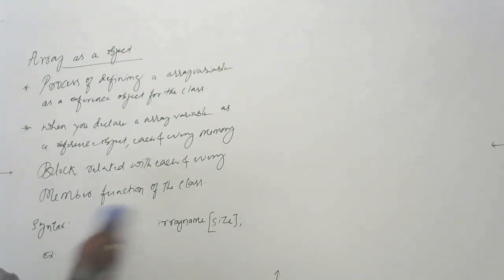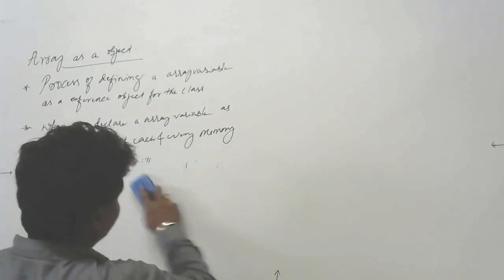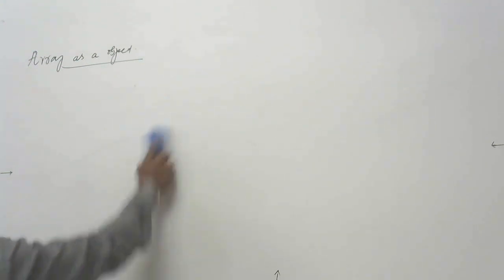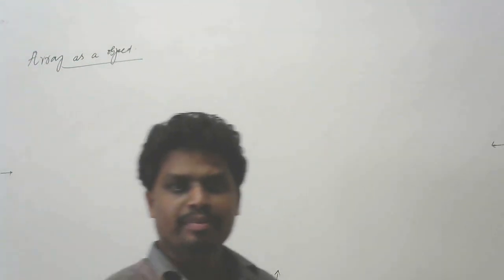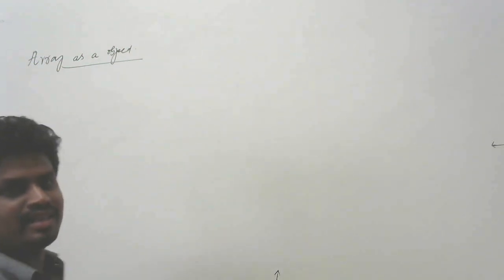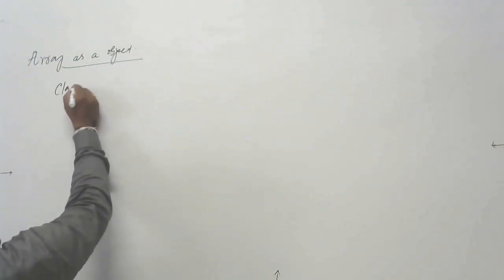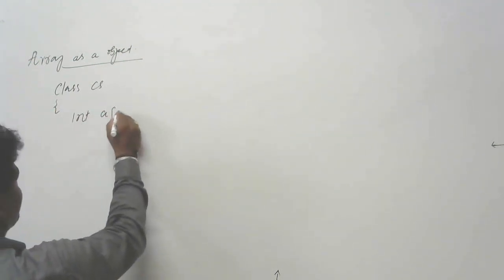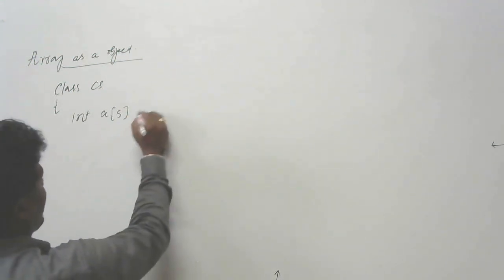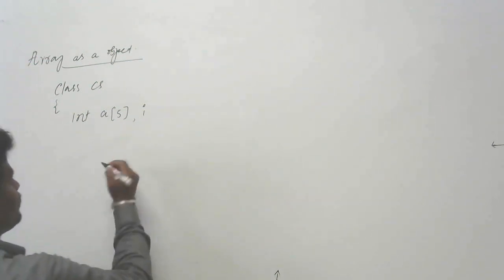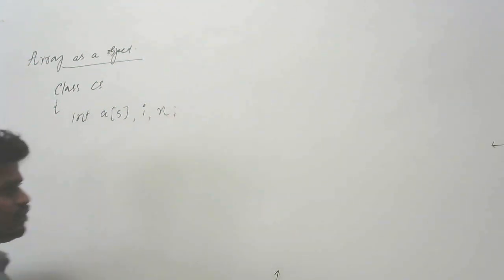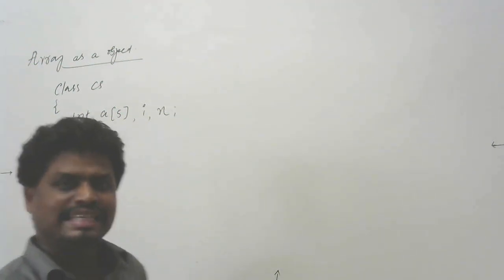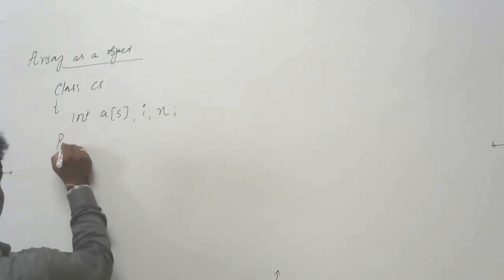We'll see the programming example, the same program which we defined in the morning, so that in one simple program you can implement both methods: one is array as a data member, another is array as an object. I have taken a class, the class name is CS, open the flower bracket, then I have declared an array variable of size 5, and for repeating each and every memory block of the array, I have taken a variable called I and n. Among the 5, if I want to access only a few elements, for that reason I have declared one more variable called n. By default, this will be considered private.